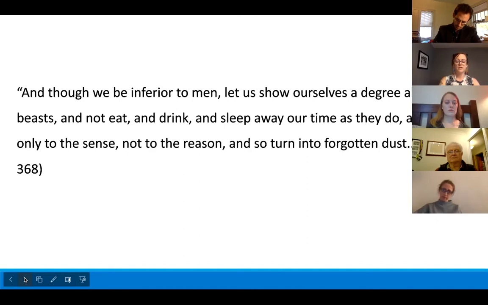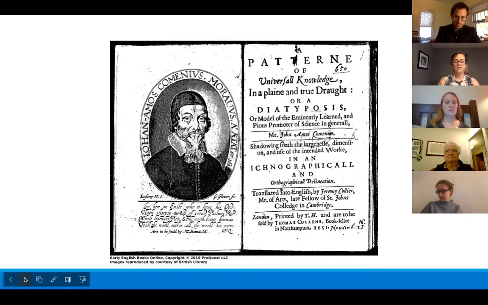Here and in other places throughout her corpus, Cavendish warns women against idleness. For, as Comenius wrote, quote, "The more we occupy their thoughts, so much the less will the folly that arises from emptiness of mind find a place," end quote.